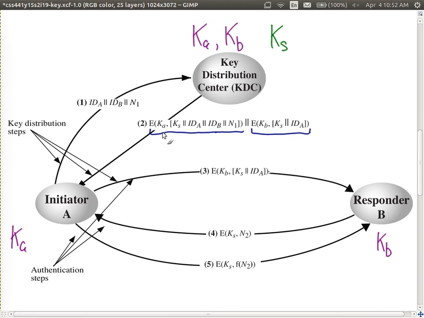When A receives that response, message 2, the first part can be decrypted. It was encrypted with KA. User A knows KA. Therefore, user A can decrypt the first part, and it sees, okay, the first part contains ID A, ID B, N1, the value that A sent in the first message, as well as KS. So from the first part, A learns KS.